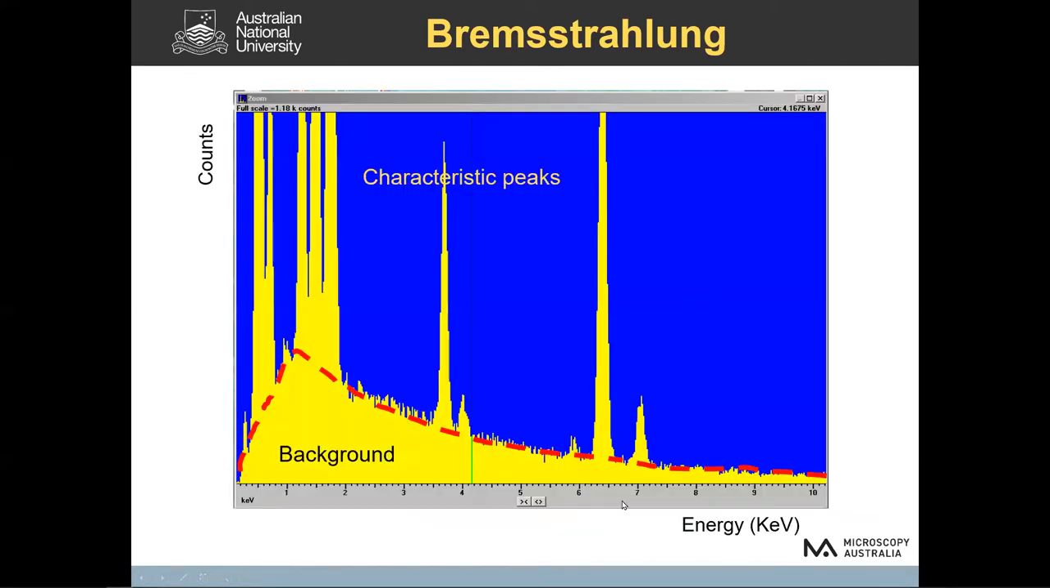So what you see for that is a continuum, where there's no characteristic peak. The characteristic peaks will be sitting on top of a non-characteristic background. This is in fact what limits the detection limit for EDS detectors, because the peak has to be above this background before you can actually see it.